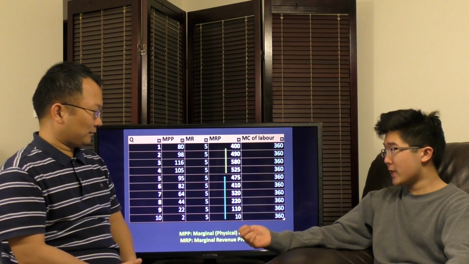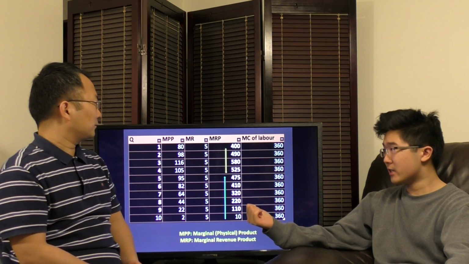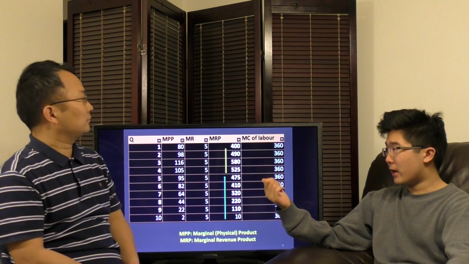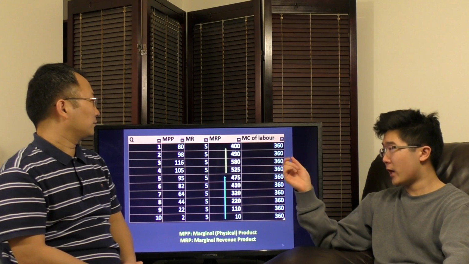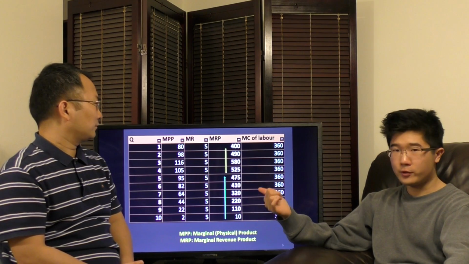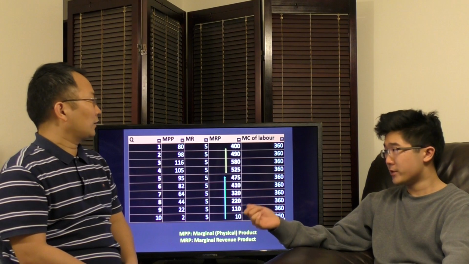For the second worker, the marginal physical product is 98. The marginal revenue is 5, so 98 times 5 is a marginal revenue product of 490 for the second worker. They create an additional $490 of revenue for the firm.